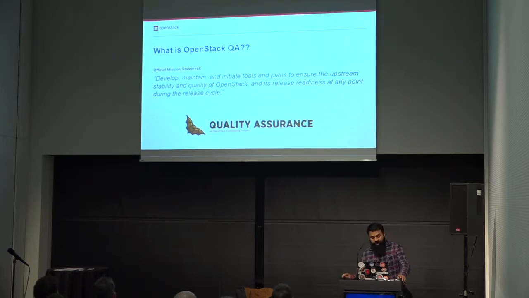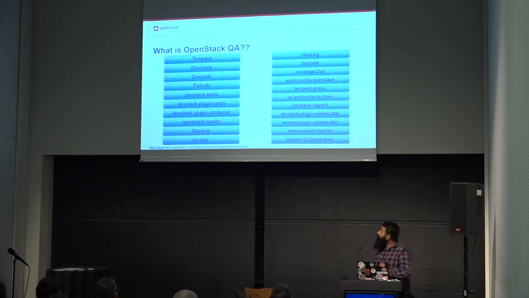So what is OpenStack QA? We develop, maintain, and initiate the tools, and we plan to ensure the upstream stability and quality. And release-wise, in each release cycle, we do the CI/CD with gate jobs, and we make sure we are not breaking things and that every project is delivering quality code. So that is the mission statement for QA, and we have a lot of tooling and projects under QA.